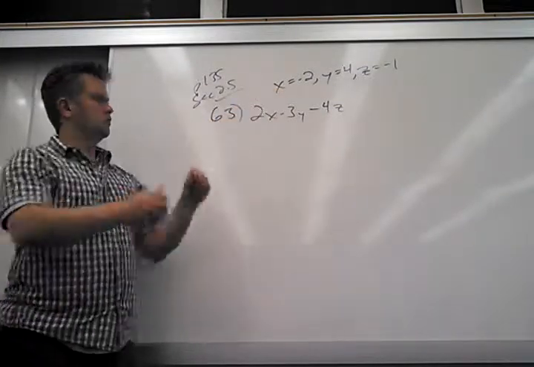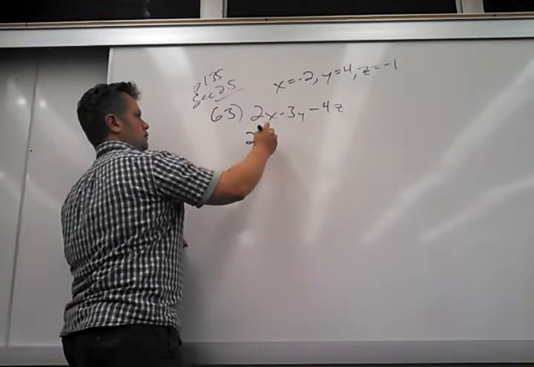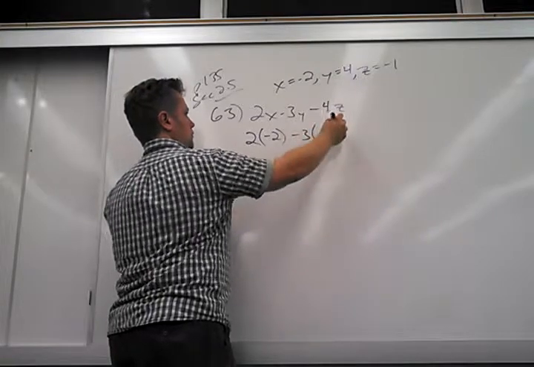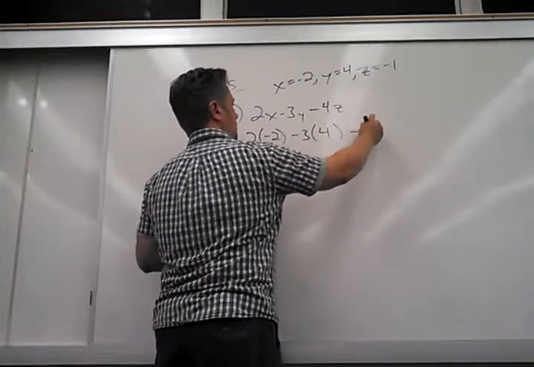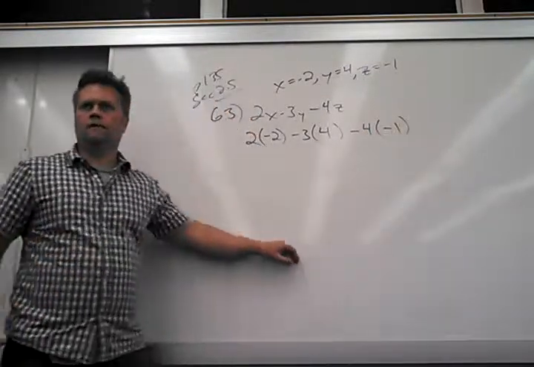I put 2 times with the parentheses. Good. Negative 2 in parentheses, minus 3, and then a 4 in the parentheses, minus 4, parentheses, negative 1. Is that right?